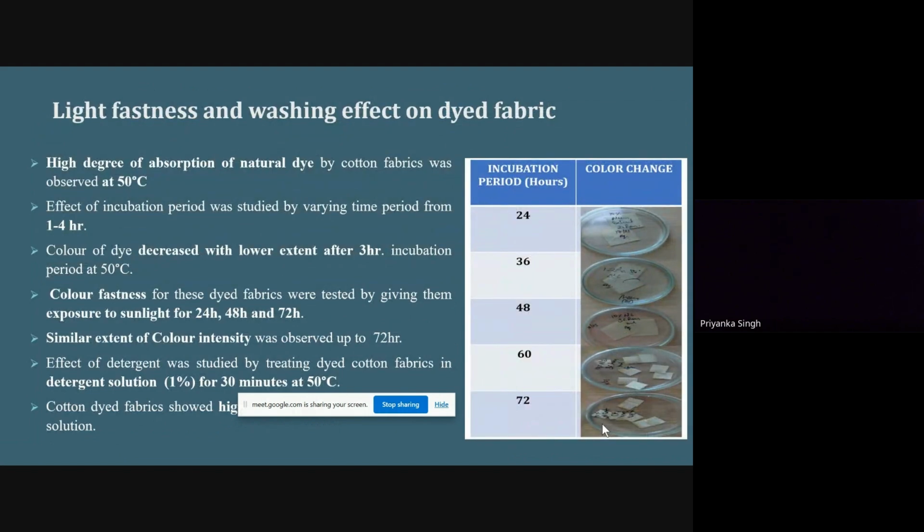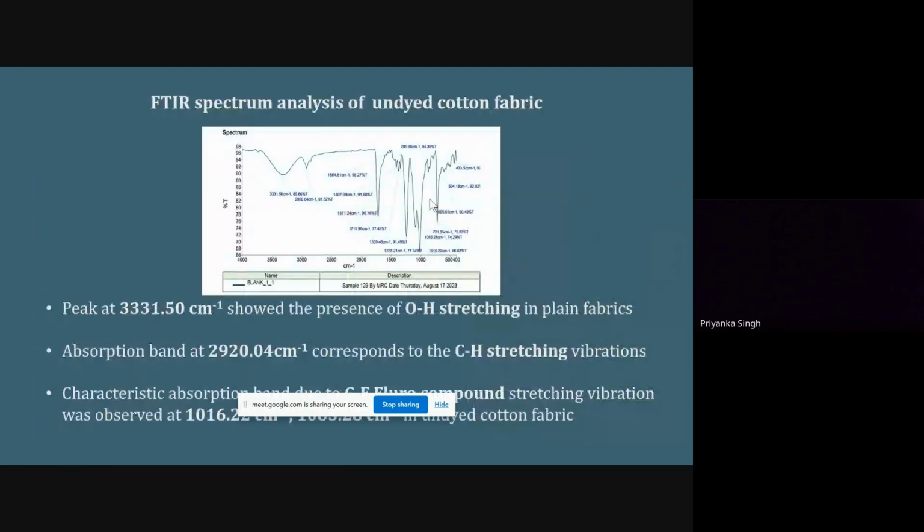After that, we tested the light fastness, where we kept our fabrics in the sunlight, and we can see the degree of fading of the color up to 72 hours. So we have got a very good light fastness result up to 48 hours for our dyed fabric. Similarly, for the detergent solution, we have taken different concentrations of the detergent solution, and the 1% detergent solution for 30 minutes at 50 degrees Celsius shows a very good result for our dye. So this is all about the morphological analysis of our dye related work.